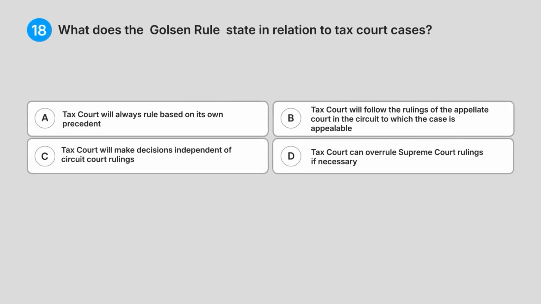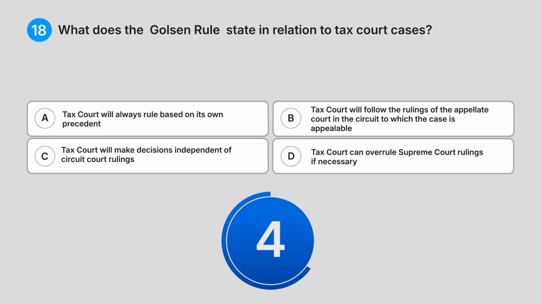18. What does the Golsen rule state in relation to tax court cases? A. Tax court will always rule based on its own precedent. B. Tax court will follow the rulings of the appellate court in the circuit to which the case is appealable. C. Tax court will make decisions independent of circuit court rulings. D. Tax court can overrule Supreme Court rulings if necessary. Do you know the answer?